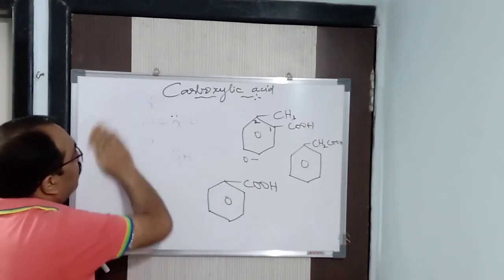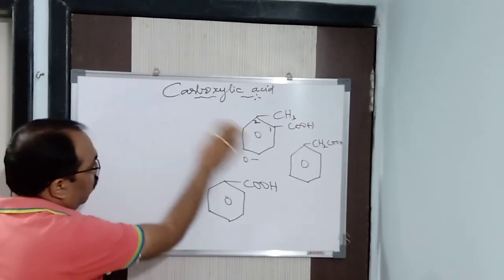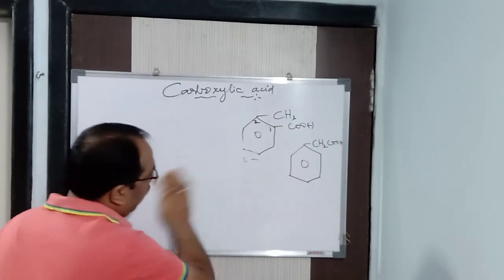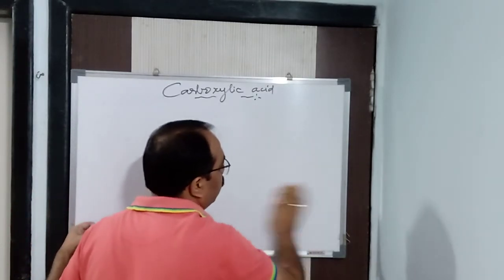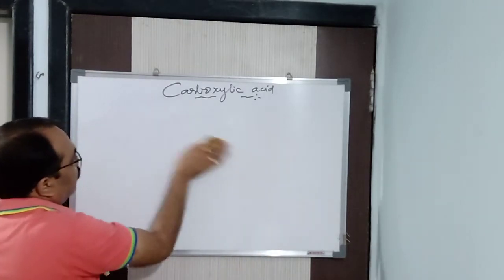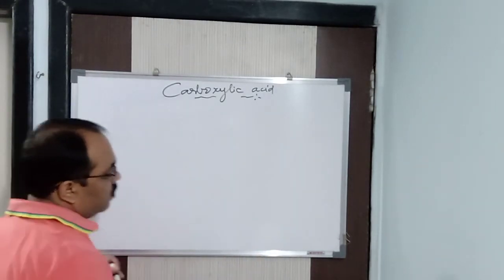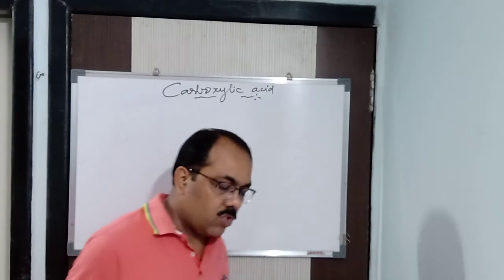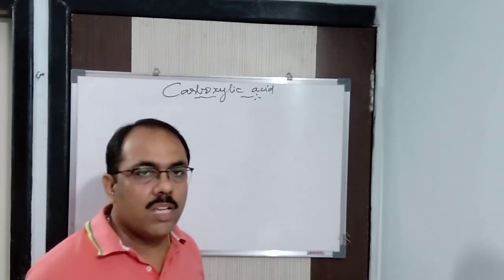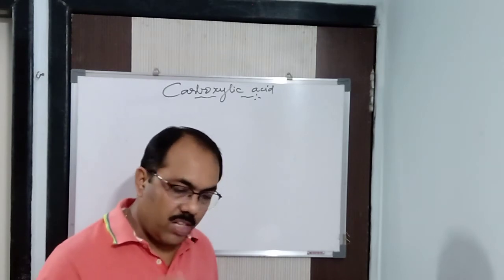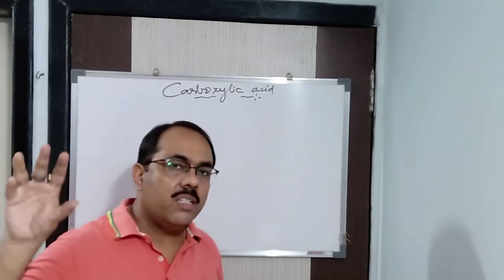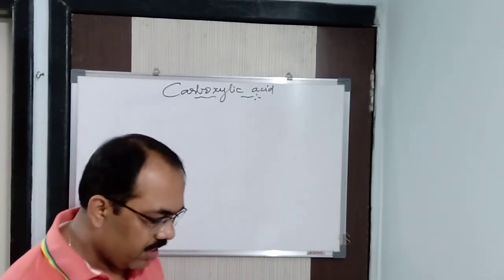Monocarboxylic acid means all these that I was talking to you about. In aliphatic, aromatic, whatever formulas I have told you, all contain, you can see, one COOH group. So one COOH group means it is known as monocarboxylic acid, whether it is aliphatic or aromatic. Got it?